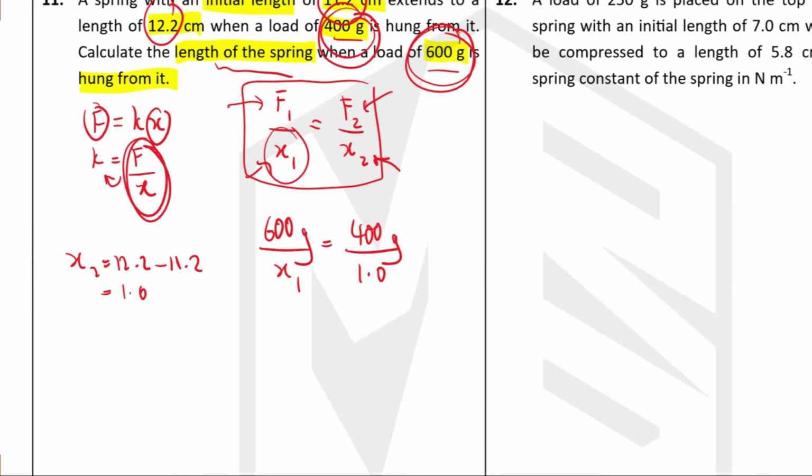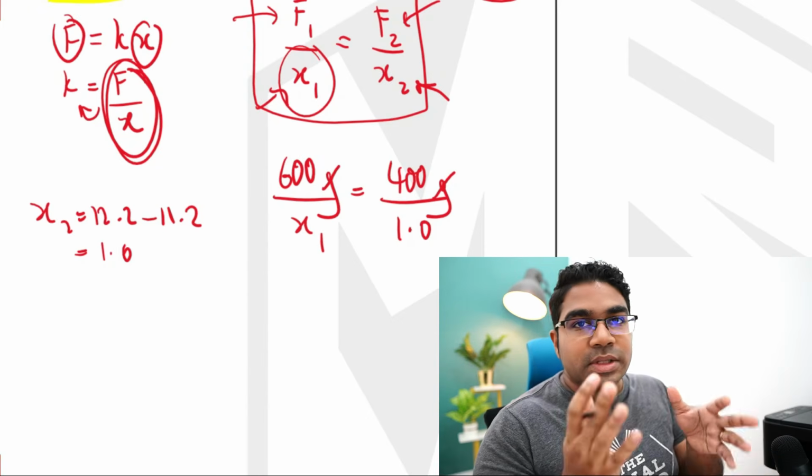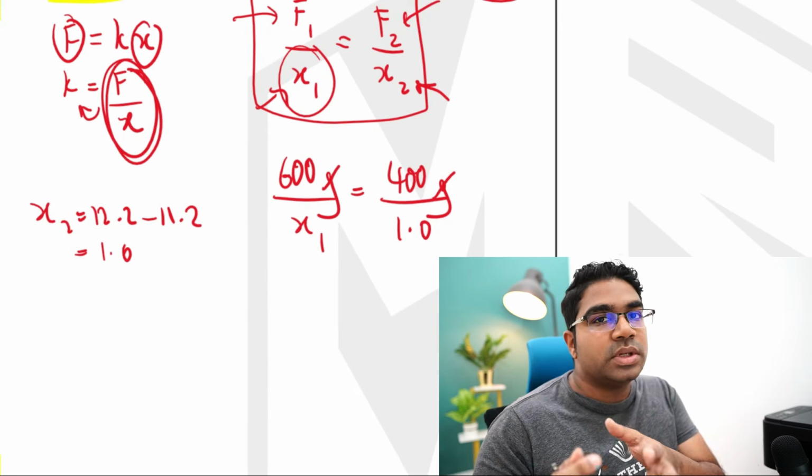If you notice from this equation, we can eliminate g on both sides of the equation by division. And therefore, when you are using this method, you actually don't have to include g in the formula.